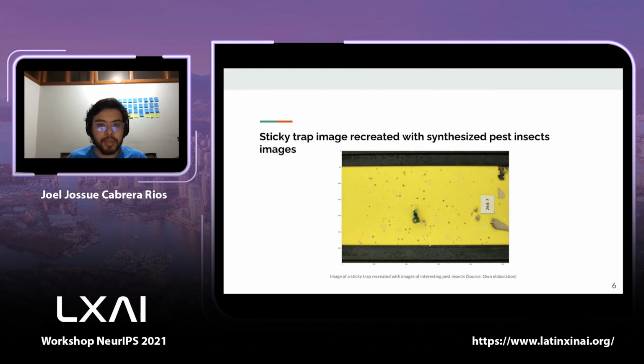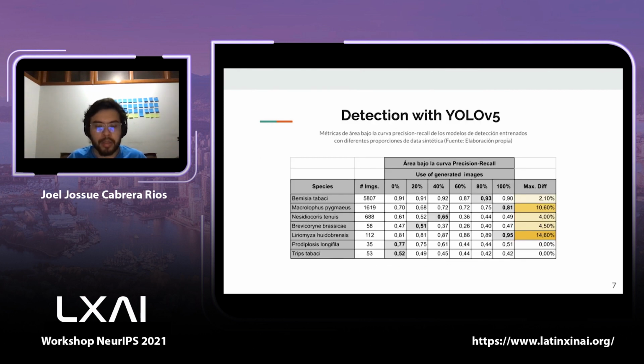With the images synthesized by the trained generative models, we reconstructed yellow sticky trap images. Original images are also considered to be placed in the resulting images using a mixing ratio. Changing this mixing ratio, we define 6 different datasets to evaluate the impact of the use of synthesized data, from 0 to 100%. With these datasets, we retrain the YOLO version 5 model in order to compare its performance.